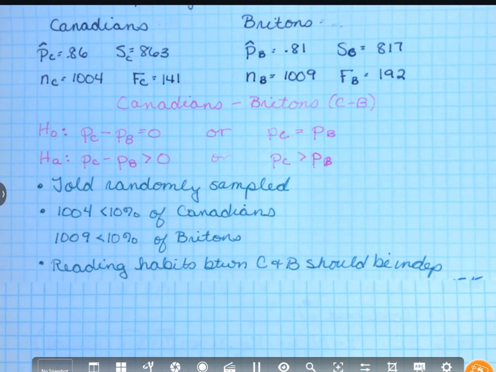If we can't say that we randomly assigned to the groups, we have to say why the groups should be independent. How much the folks in Britain read should not affect how much the folks in Canada read.